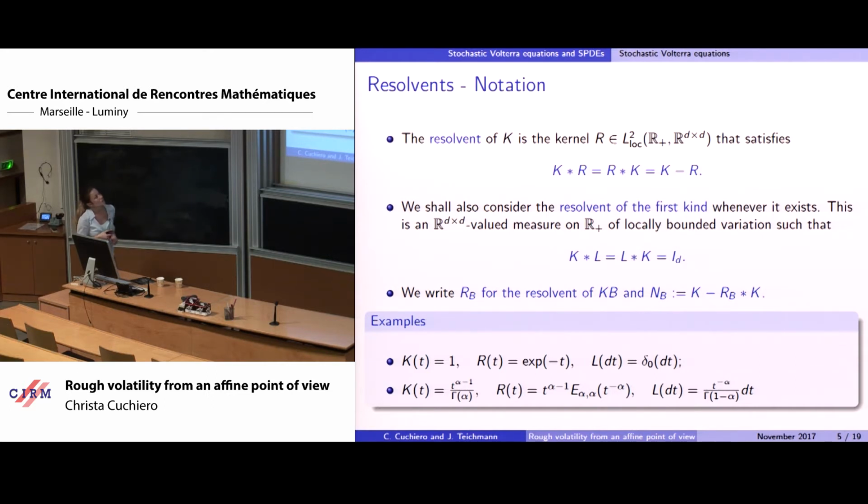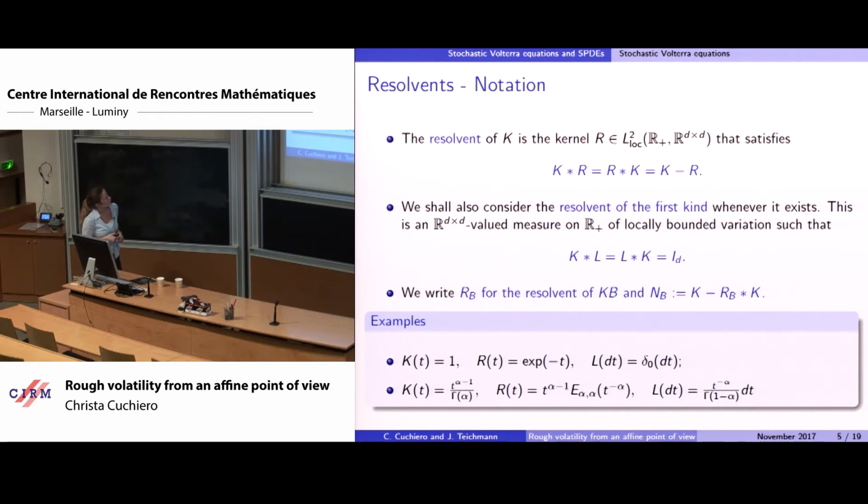And then also the resolvent of the first kind that Martin also had, this is exactly this equation, so K convolved with this L, this resolvent of the first kind, gives you the identity matrix, and this is something which does not always exist, but in the case of these completely monotone kernels it does. And we will assume in certain cases that we have that.